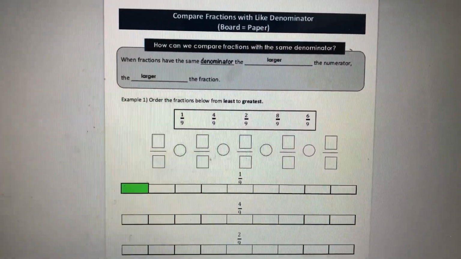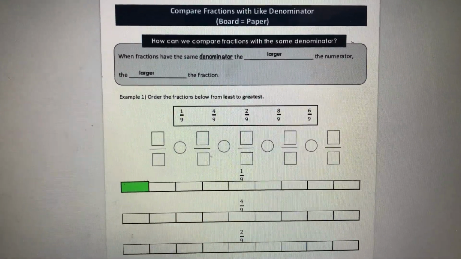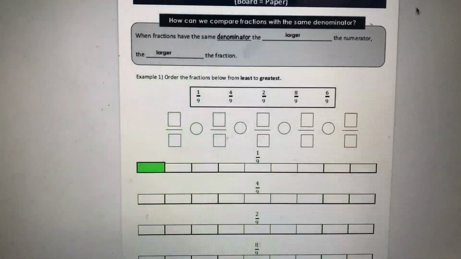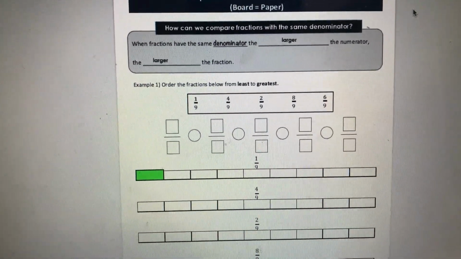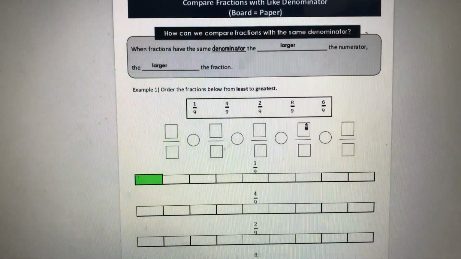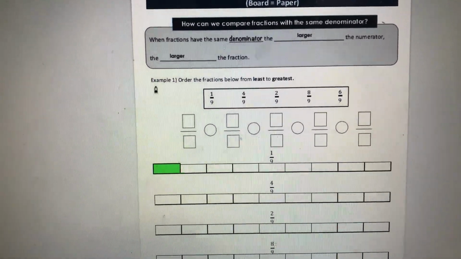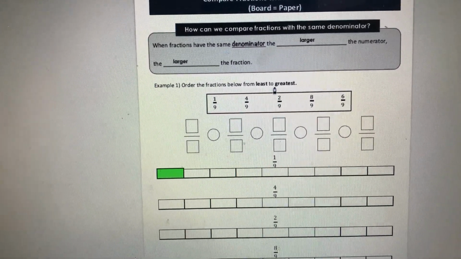Today we're going to build on our knowledge from last week of comparing fractions with like denominators to now order fractions with like denominators. The only difference between today and last week is instead of working with 2 numbers, we're going to be working with up to 5 numbers to order from least to greatest or greatest to least. Example number 1 says to order the fractions from least to greatest.